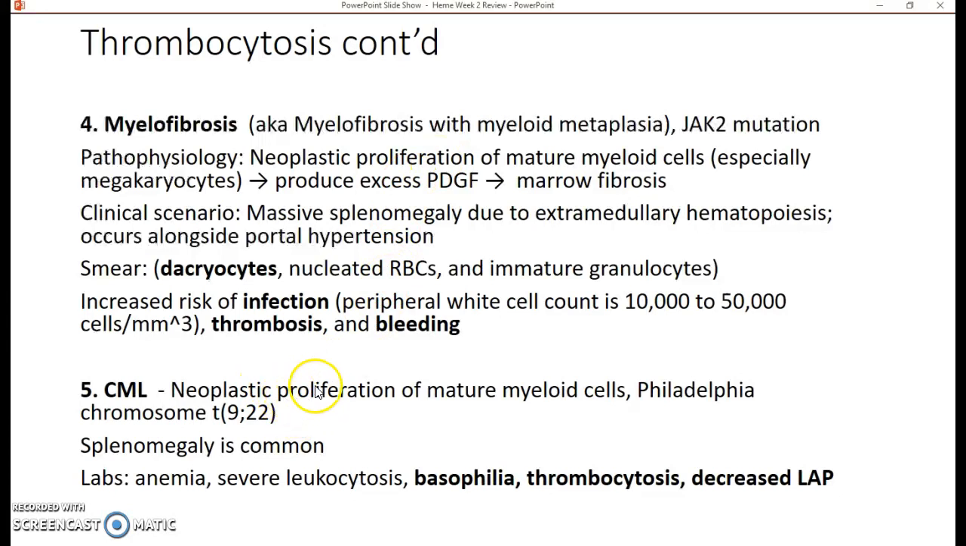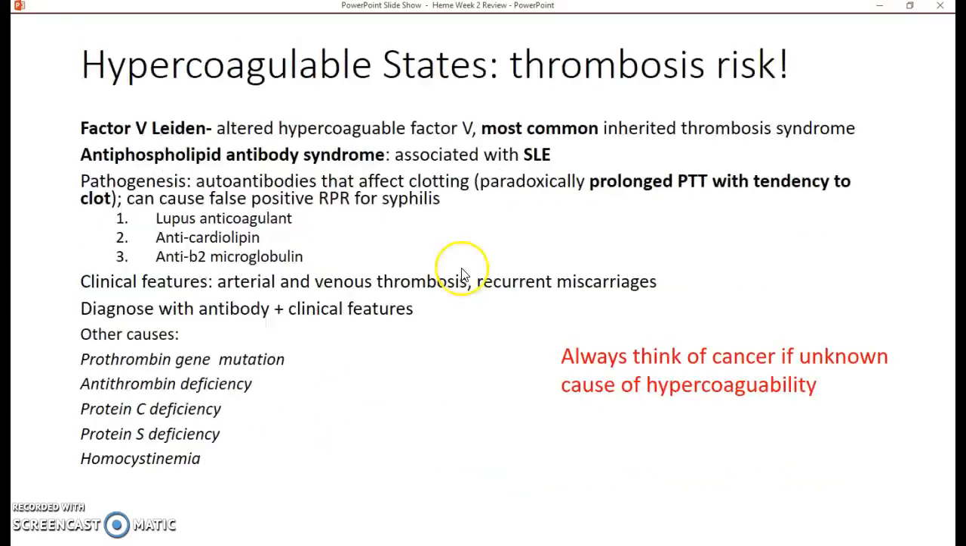CML, we're hopefully going to talk a little bit more about that later, but splenomegaly is very common, produced by the Philadelphia chromosome. You can get basophilia, you can get thrombocytosis, you can also get thrombocytopenia, but more commonly thrombocytosis, and a decreased leukocyte alkaline phosphatase score, because these are not effective leukocytes. They're defective, malignant leukocytes that don't have an active LAP, like you'd see in a leukemoid reaction.